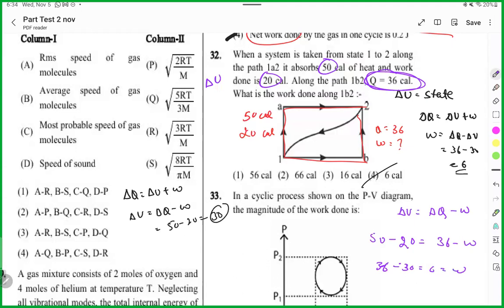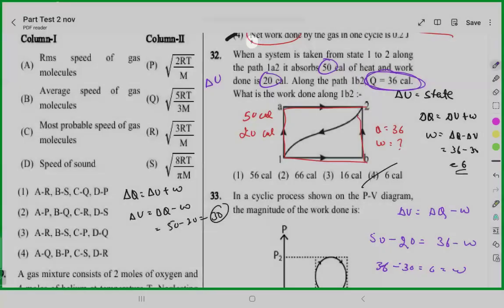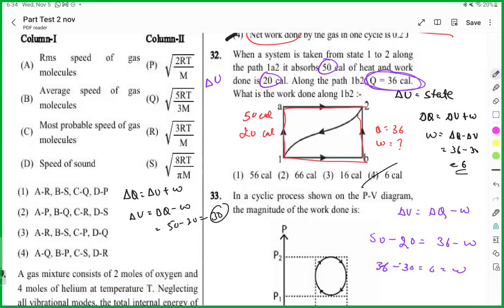It's your choice. This was one of the easiest questions. First law of thermodynamics. You have to remember key: internal energy is a state function, does not depend upon path. If you go by A method or you go by B method, internal energy will be same.